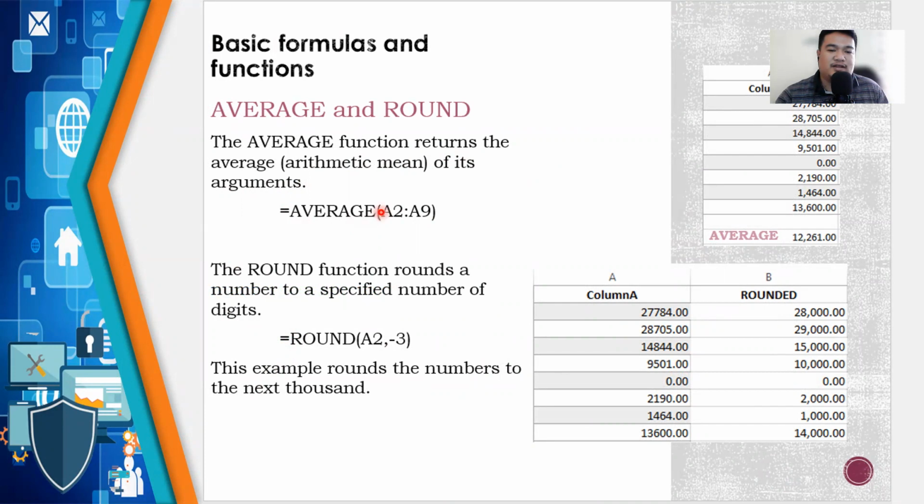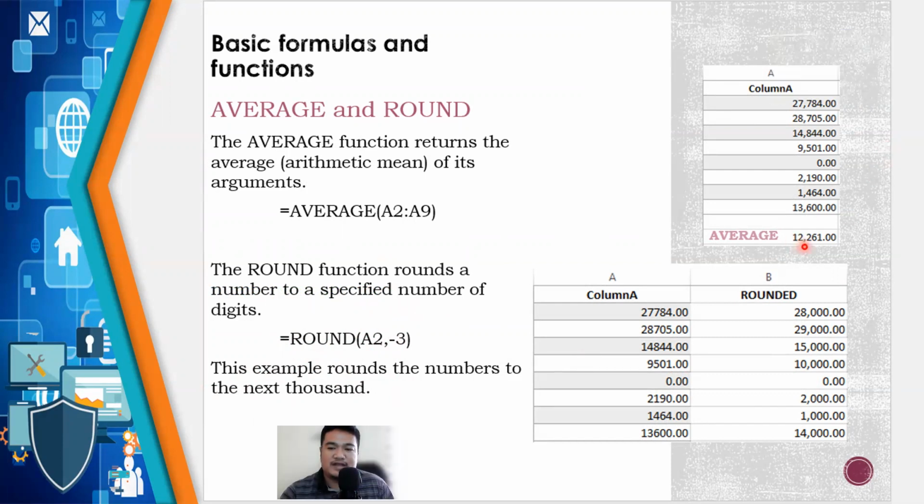For example, =AVERAGE(A2:A9) will just return the arithmetic mean of values within the range A2 to A9. The ROUND function rounds a number to a specified number of digits. For example, =ROUND(A2,-3) rounds the number to the next 1,000. An example we have here.